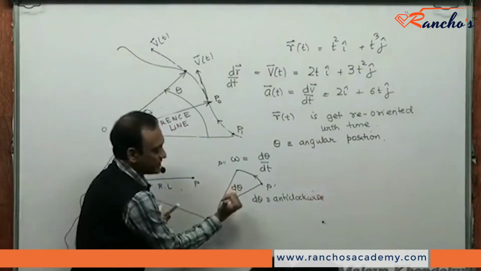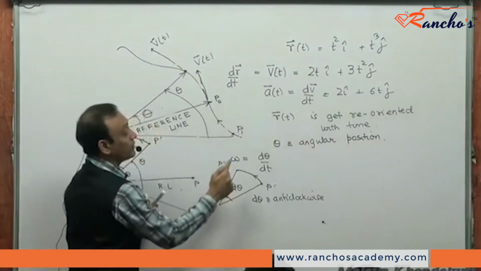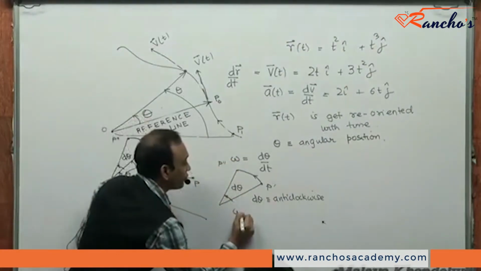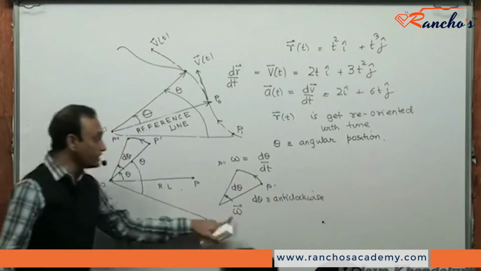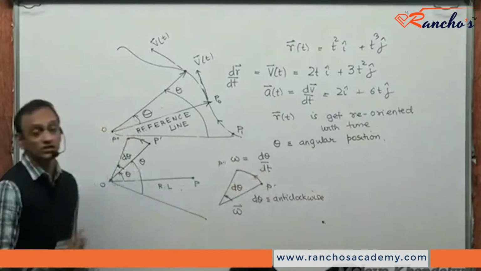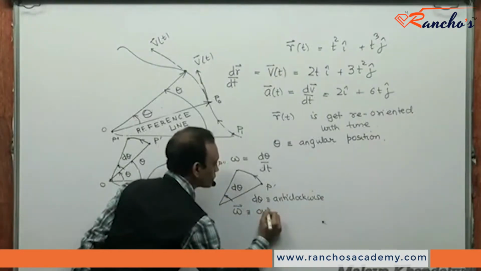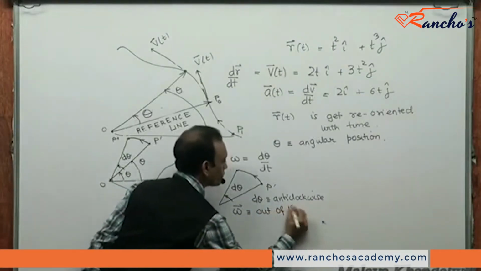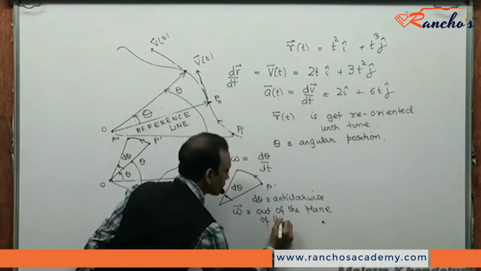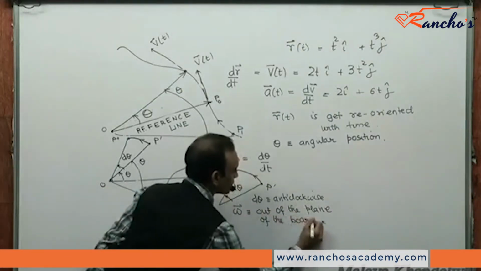Curl your fingers in the sense of d theta and observe your thumb. In this case, it comes out of the plane of the board. So for this figure, the direction of omega is out of the plane of the board. In this case, omega is actually a vector. Call it the angular velocity vector. Its direction is out of the plane of the board.